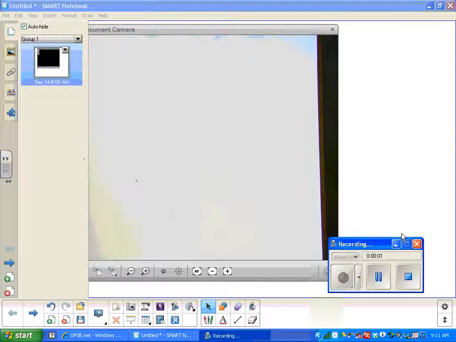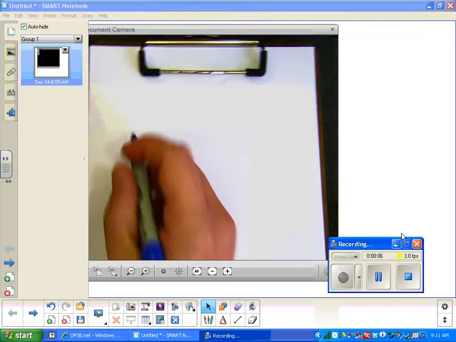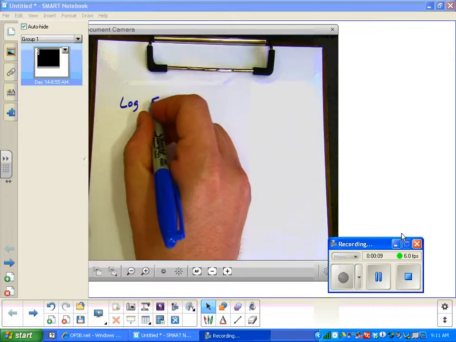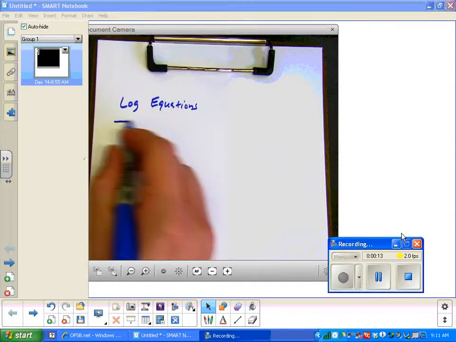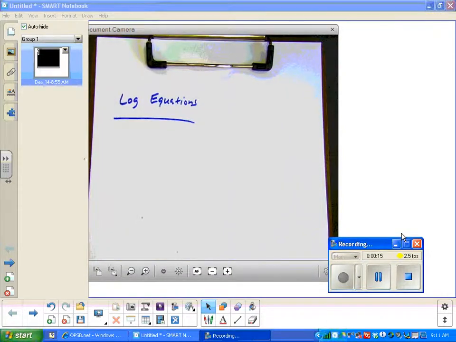All right, let's kind of change gears here. Now, those were exponential equations. Now we're going to switch to log equations. We're going to separate them into two categories: one where we have a single log, and one where we have multiple logs.